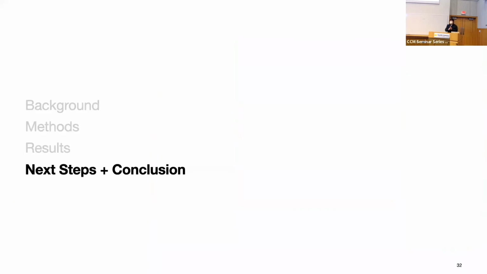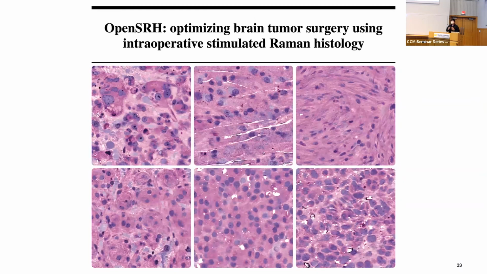So this is what we have done so far. What are we doing next, right? So we're firm believers in open science, so we're releasing a part of our data to the public. And one of the projects that we're working on is to open source our data and our code, so anyone can train similar models using our data.